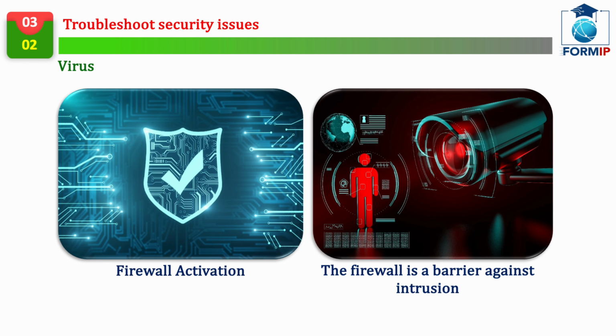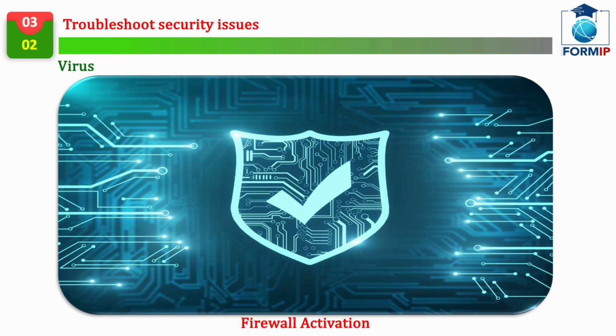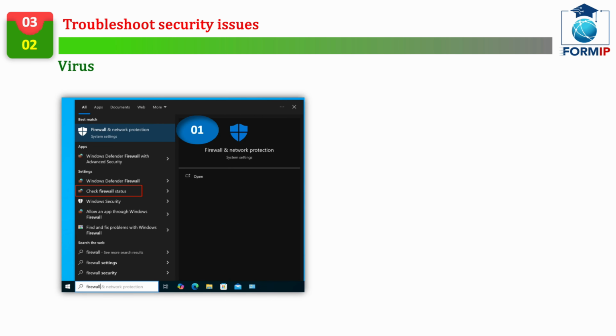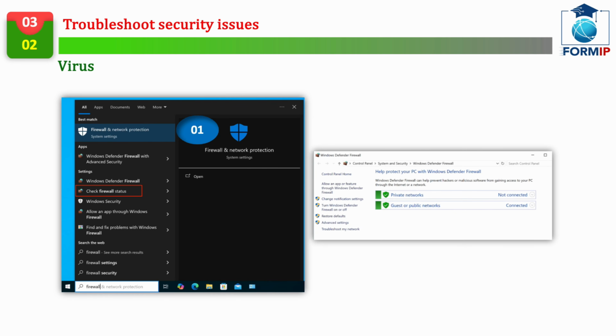The firewall allows you to put a barrier to avoid any intrusion from the internet. Here are the steps to enable your firewall again. Type the word firewall into the Windows search bar and open the menu. Check firewall status. On my side, you can see that it's enabled because my PC doesn't have any other antivirus.